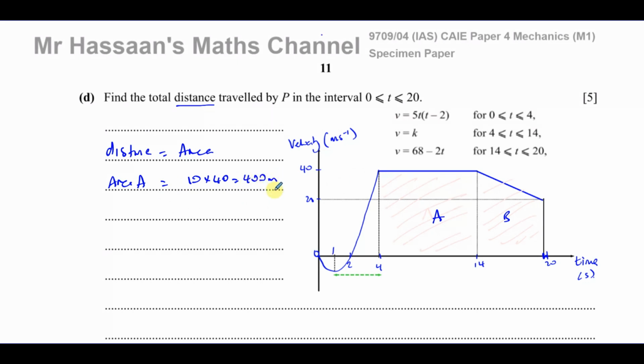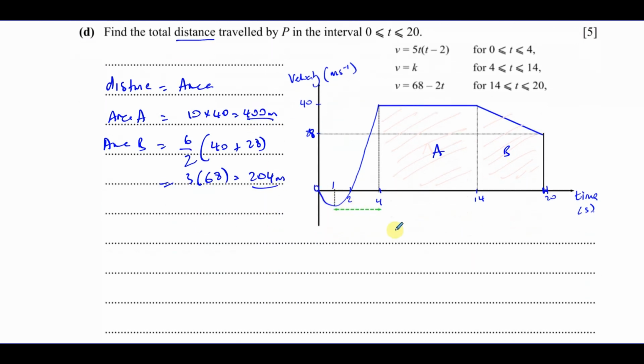And the area of B is a trapezium. The distance between the parallel sides, which is 20 minus 14, which is 6, over 2, times the sum of the parallel sides, which is 40 plus 28. So that gives me 3 times 68, which is 180 plus 24, 204 meters. That's the area of B. Okay, so we've got this total area and this total area. And now we've got to find the area under the curve.